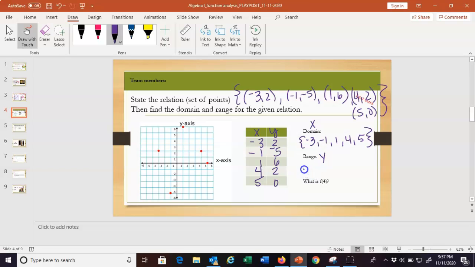Right, the range are the y values, so we're going to do the same thing. And I'm just going to match them up in this case. 2, 0. There we go. And lastly, they want to know, what is f of 4? So remember, 4 is the input. It's inside those parentheses. So this is really asking, when x is 4, what is y? So x is 4, y is 2.